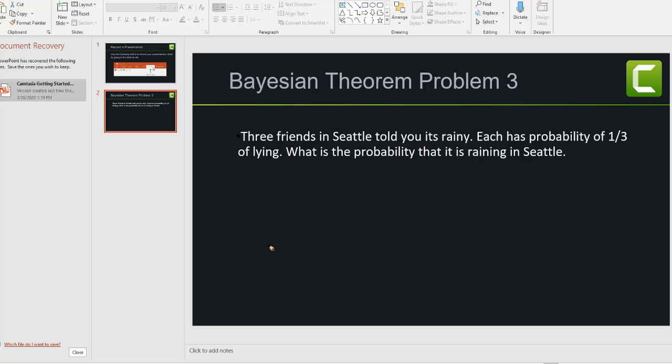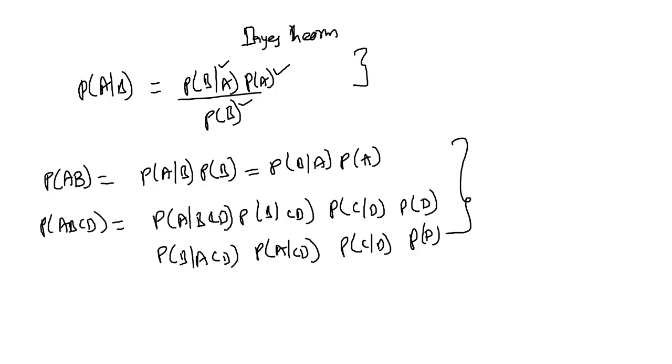So the problem says there are three friends in Seattle who told you it's raining, and each of the friends has a probability of 1/3 of lying, and then you're asked the question, what is the probability that it is raining in Seattle? Okay, let's try to solve this problem.